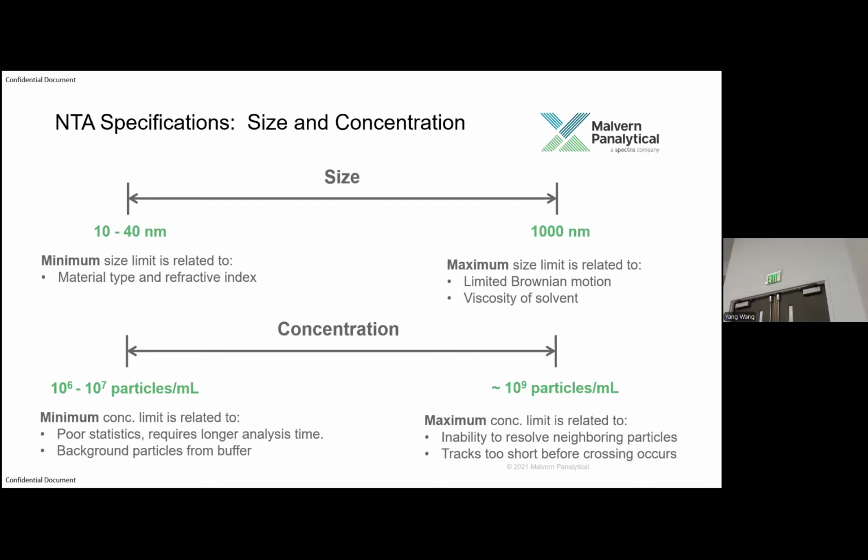The other metric we think of is concentration. On the low end, it's 10 to the 6, 10 to the 7. It just becomes a matter of statistics, having enough Brownian motion tracks to get good, reliable, and reproducible data. And then on the other end, it's about 10 to the 9 particles per mL. Because it gets to a point where if you're looking at your field of view, you might see a thick ocean of particles. Well, the software is going to have a hard time distinguishing one track from another, right? It needs to see discrete random walks. And so with the upper limit, you lose that reproducibility, and you get a lot of cross-tracking.